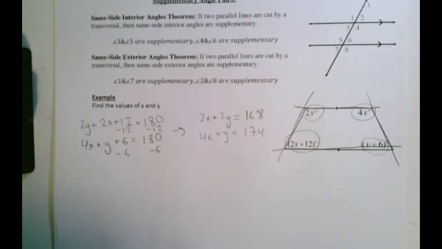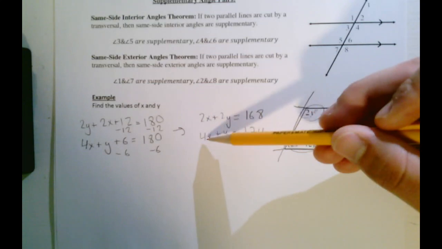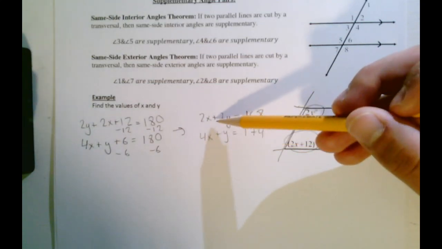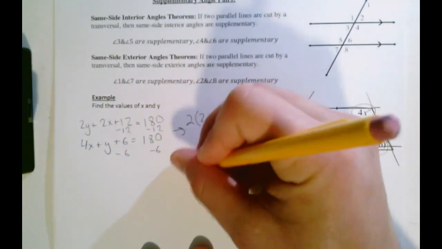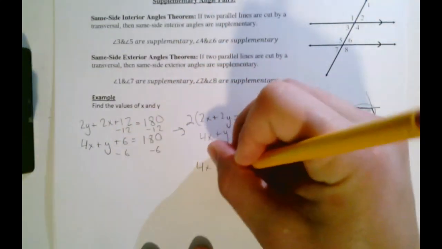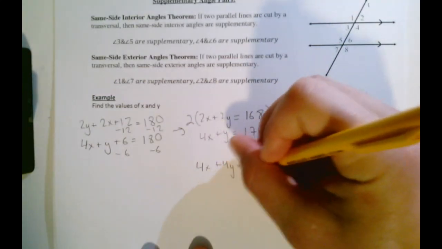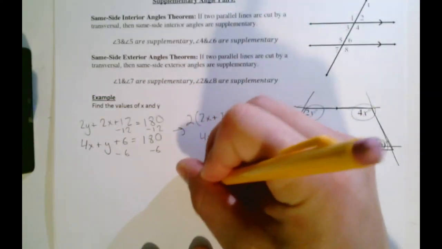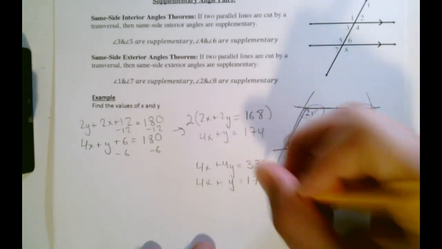Now it's about solving this. Again, I'm going to use elimination, although this is perfectly set up for substitution. I'm just going to scale that top equation by 2 to line up my x coefficients. So based off that, I have 4x plus 4y is equal to 336. And I have 4x plus y is equal to 174.